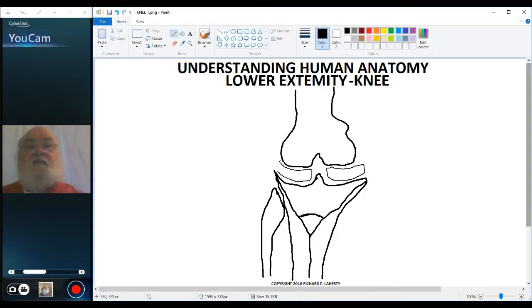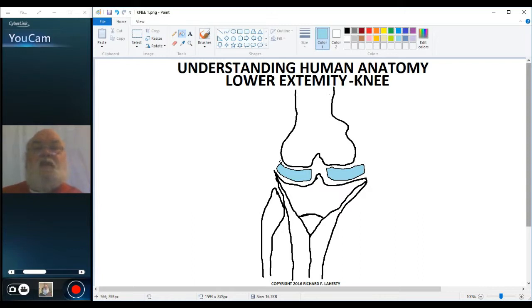So we have a lateral meniscus and a medial meniscus, and what I'm going to do is color these in a light blue because they are a different type of tissue. The menisci are composed of fibrocartilage. Now, with the menisci, we have a complex joint.